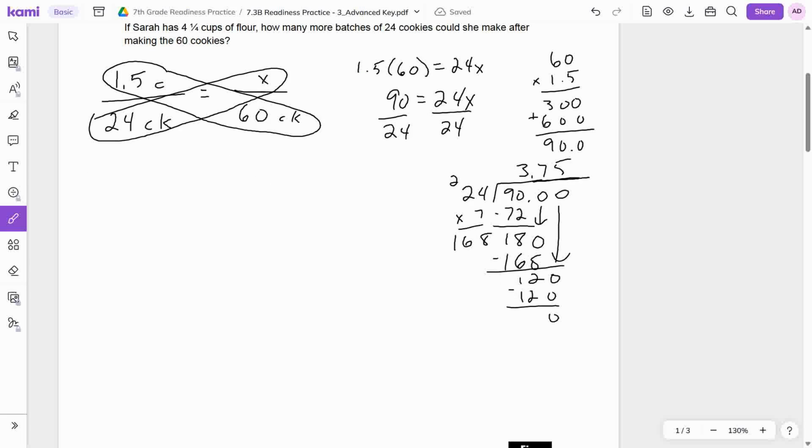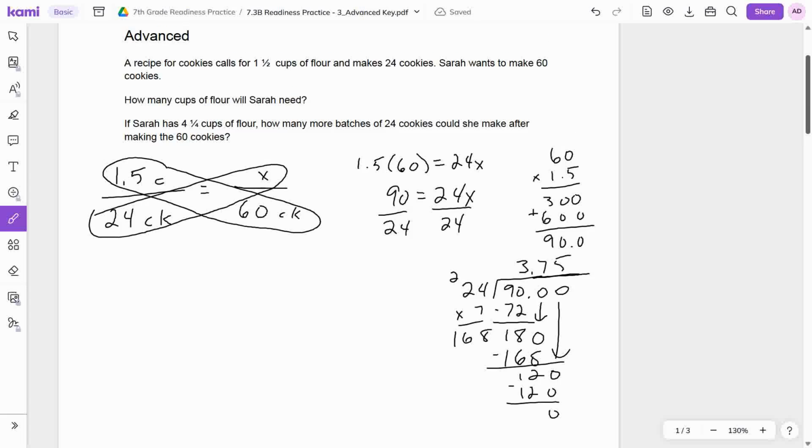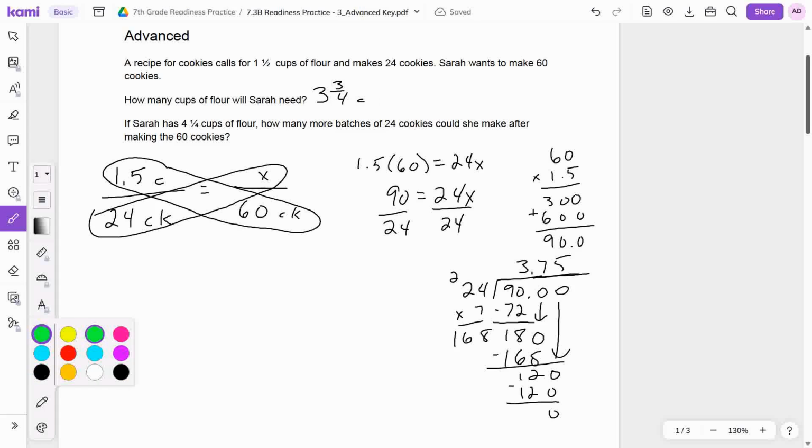All right, so how many cups of flour will she need? 3.75. I'm going to go ahead and put that back in mixed number form. So 0.75 is 3/4. So 3 3/4 cups. So let's put a green box around that. But we've got another question.